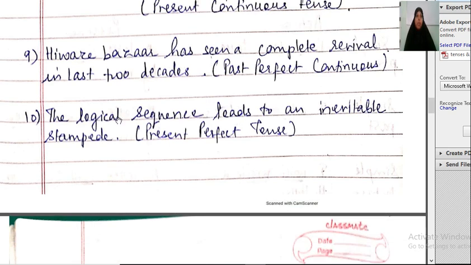Next one: the logical sequence leads to an inevitable stampede. You have to change this sentence into present perfect. Present perfect means what? Leads will change to led, and before that you will use the word has. The logical sequence has led to an inevitable stampede. That will be your answer.